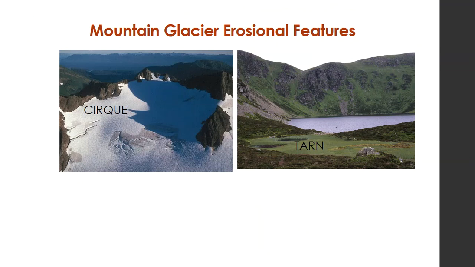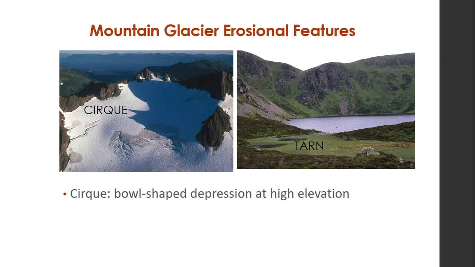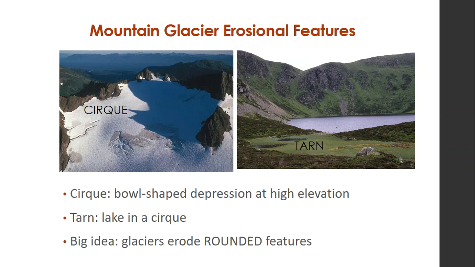Other glacial erosional features are cirques and tarns. So a cirque is a bowl-shaped depression at high elevation, and a tarn is just the lake in that cirque. So if you've ever seen a mountaintop lake at a high elevation or high latitude, there's a good chance that that was a glacial erosional feature, right? So this glacier is just going to carve this out. It's going to push down on it and create this bowl feature. But the big idea here is that glaciers erode rounded features. So unlike rivers that are carving these V-shaped valleys that are eventually going to flatten out, glacial features tend to be very, very rounded in shape.